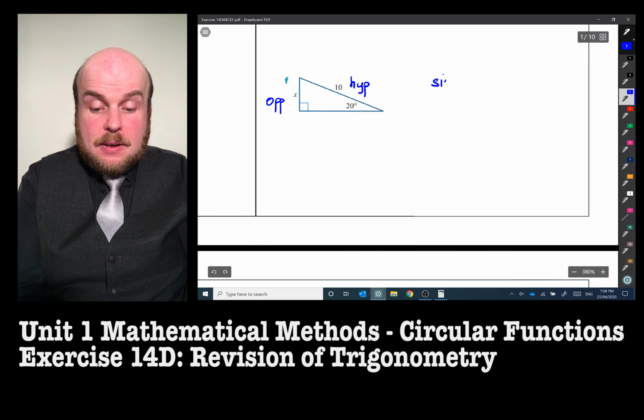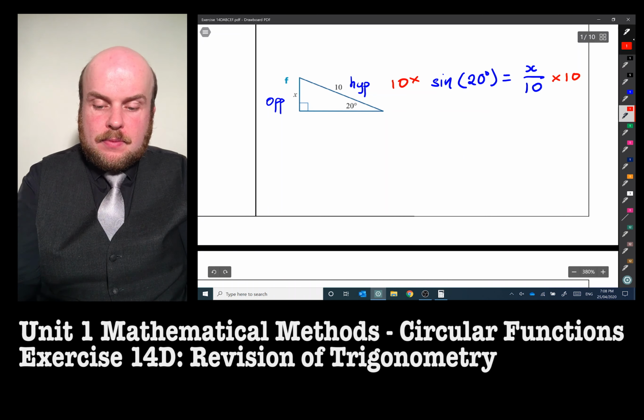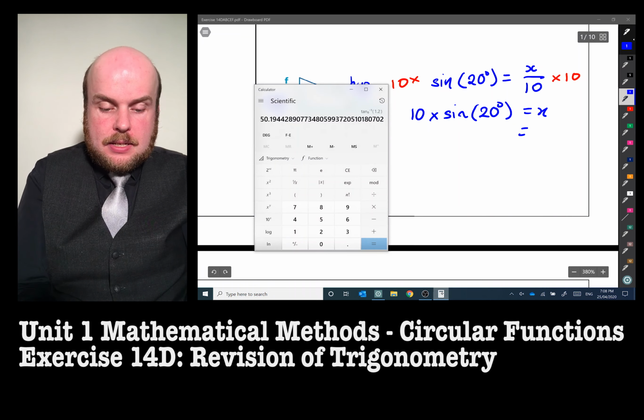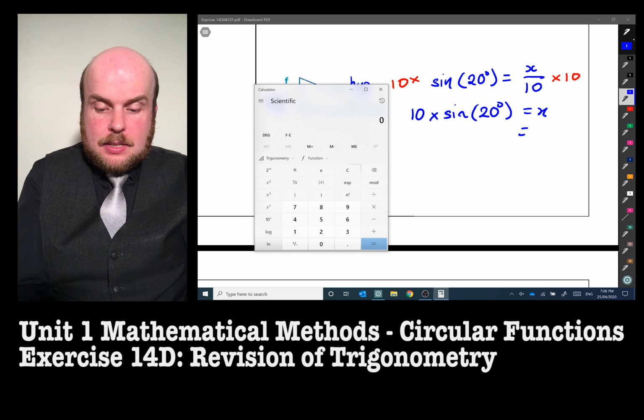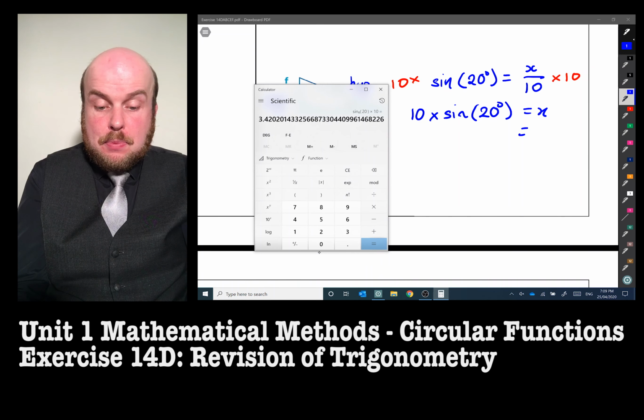So sine of 20 degrees is equal to the opposite over hypotenuse. We're going to times both sides by 10. By 10 again, times sine 20 degrees is equal to x. Put this in the calculator, and we get 20, the sine of that, times that by 10, and we get 3.4.